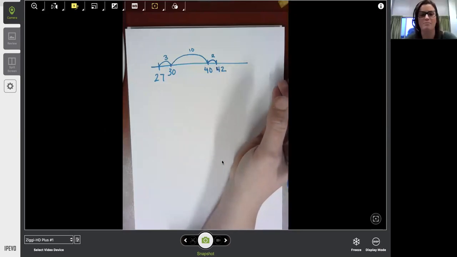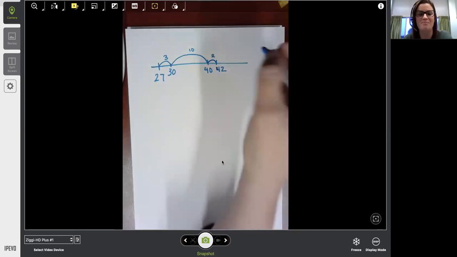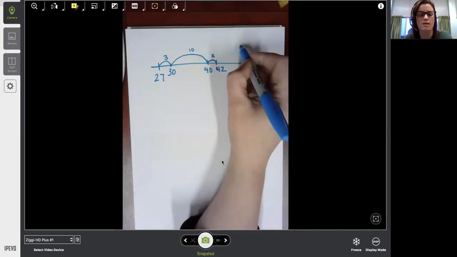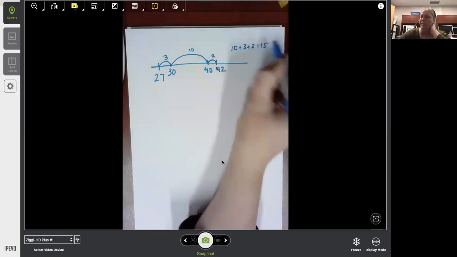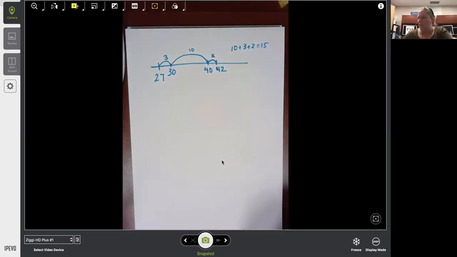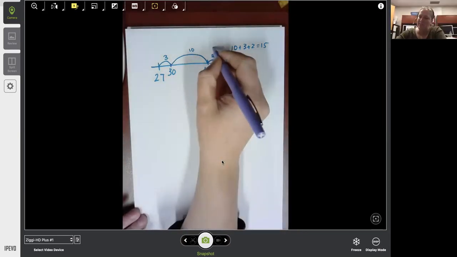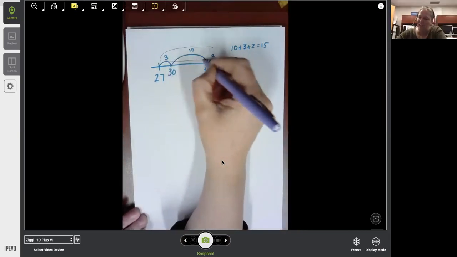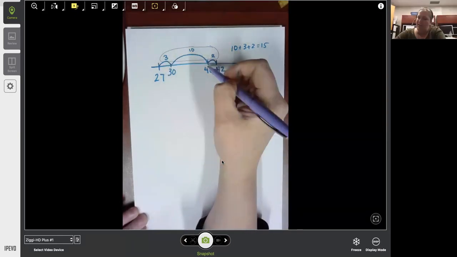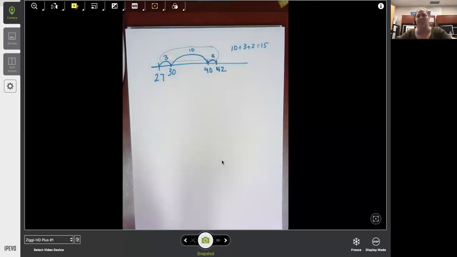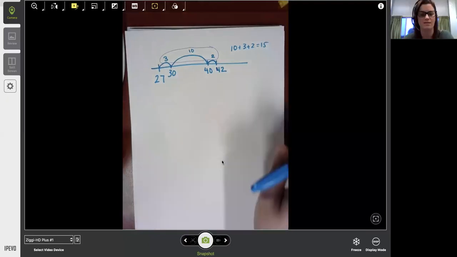Well, my answer is 15 because I did a jump of 10, 3, and 2, and I added them together. And so where is the answer in this strategy? In the jumps on the top. Yeah, and so sometimes we'll say the answer's in the journey. The amount that you traveled is actually the answer. What is the distance between 27 and 42? Well, it's 15. Right, 15 cards in this case.